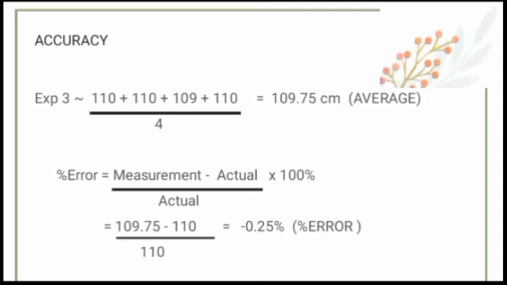The percentage error tells you how much error there is in a measurement. The smaller the percentage error, the more accurate the result is.